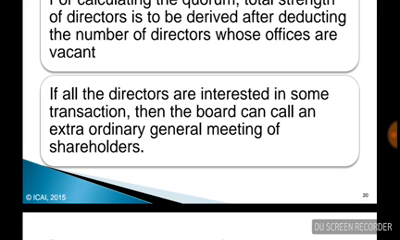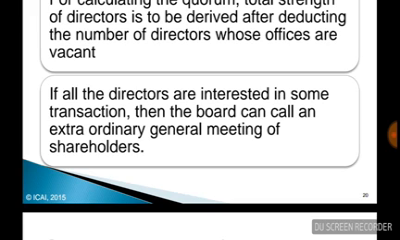But before discussing interested directors, let's revisit the already discussed topic of whether board meetings can be conducted on public holidays. Yes, board meetings can be conducted on public holidays, but if that meeting was adjourned for want of quorum, then the adjourned meeting should not be held on a public holiday. You should make note of that point.